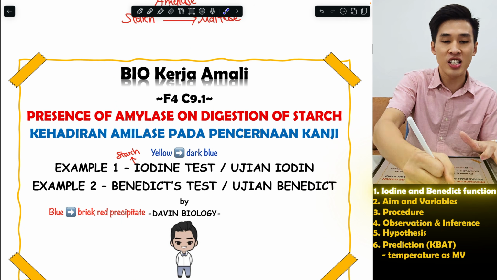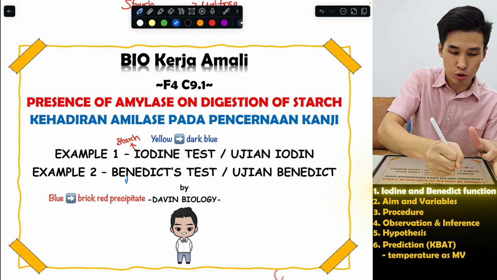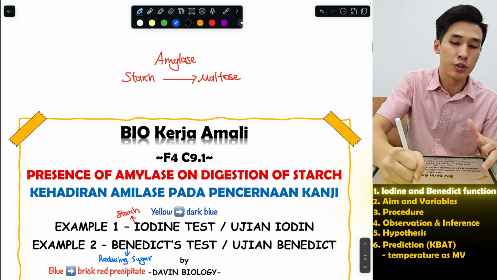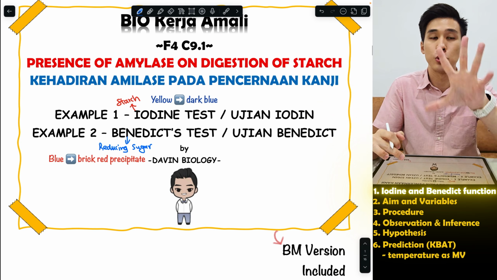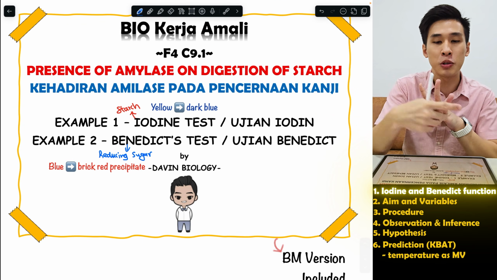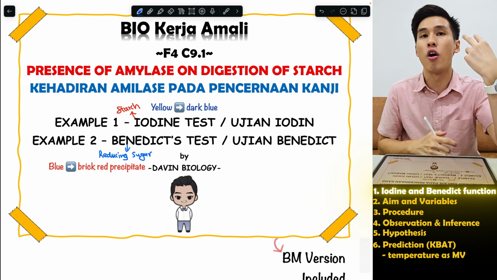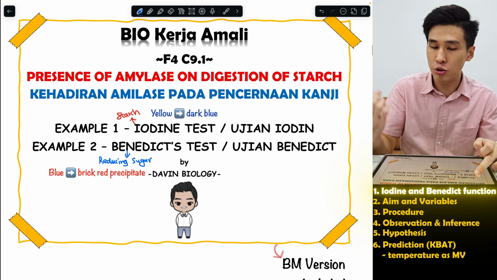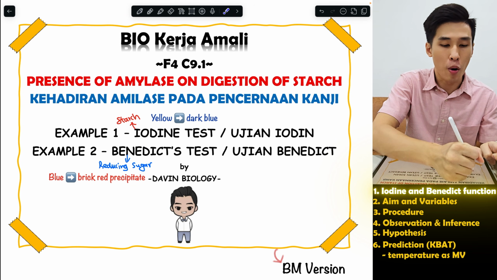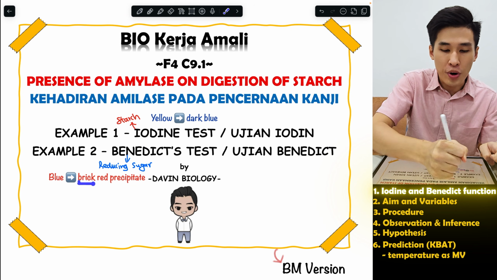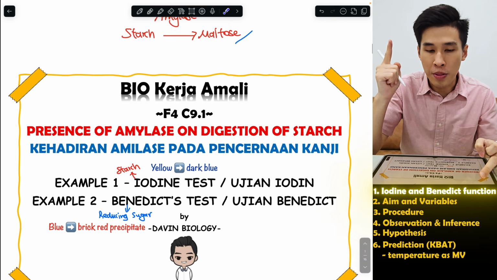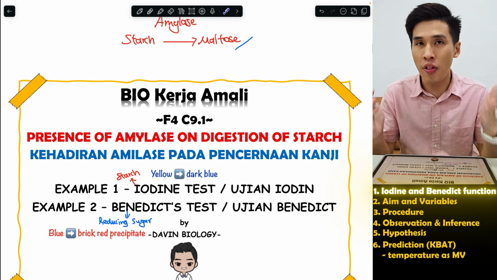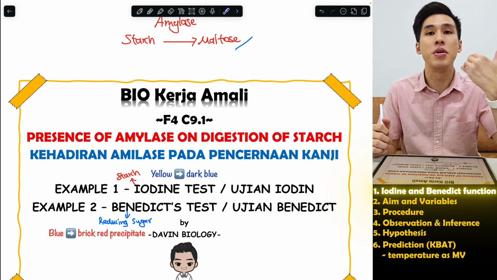Now, Benedict's test is to test the presence of reducing sugar, like we learned in Form 4 Chapter 4. Maltose is an example of reducing sugar. There are 5 reducing sugars in total: 3 monosaccharides, glucose, fructose, galactose, and 2 disaccharides, maltose and lactose. When maltose or reducing sugar is present, your blue Benedict solution will form a brick red precipitate. So when your starch digests into maltose, you will get this. If starch is not digested, then no brick red precipitate forms, and it will remain blue.